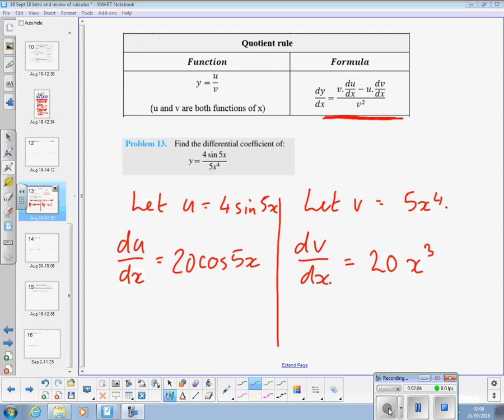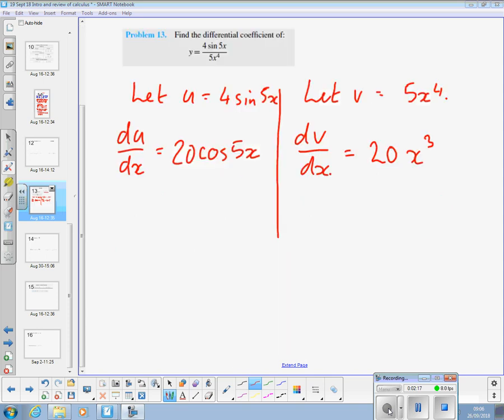Alright, now have we got everything for the formula? We've got v, we've got u, we've got du by dx, we've got dv by dx, and we can do v squared. So we've just got to enter all those values into the formula for the quotient rule.